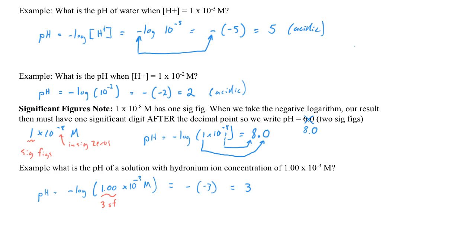Now that 3 did not come from our significant figures. It came from insignificant zeros. So we have to express our number of significant figures after that 3. And we had 3 significant figures, which means that we have to have 3 decimal places after the 3 to account for that.